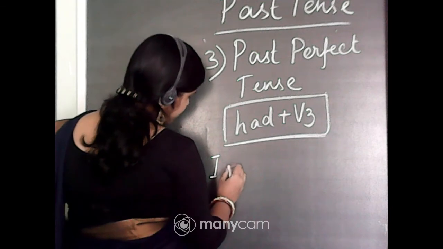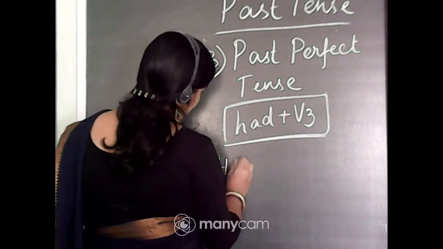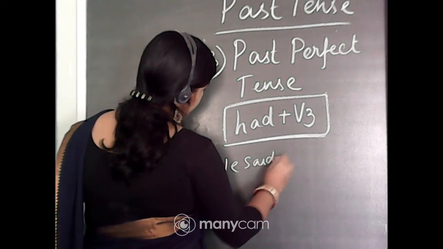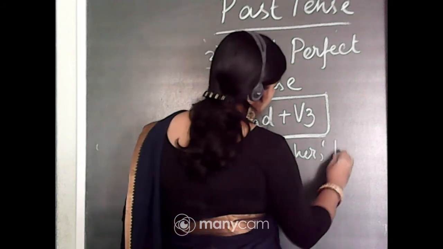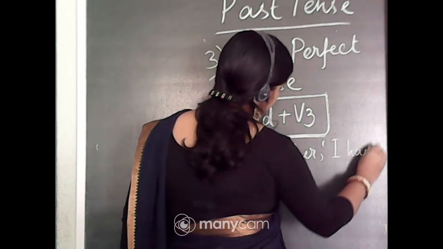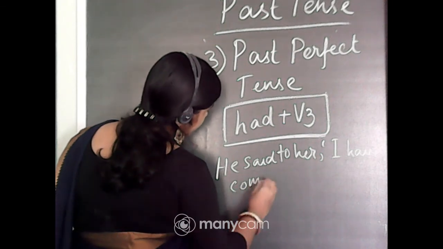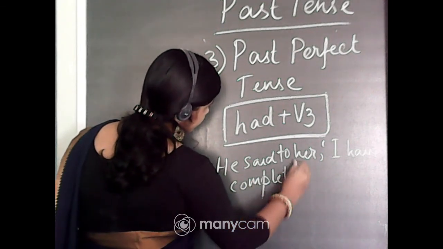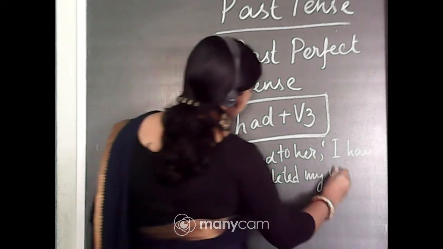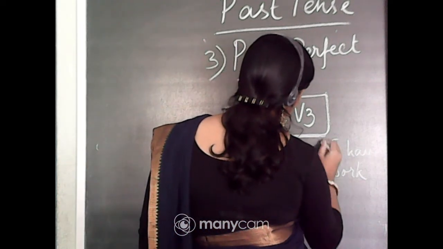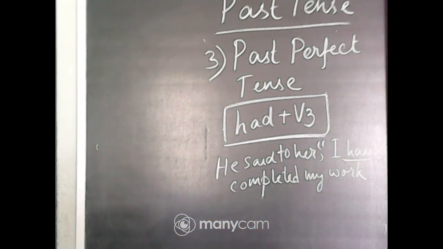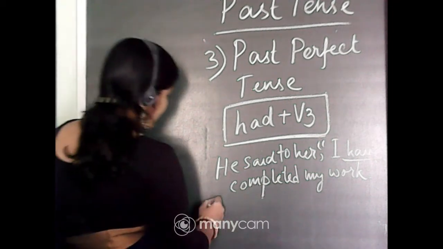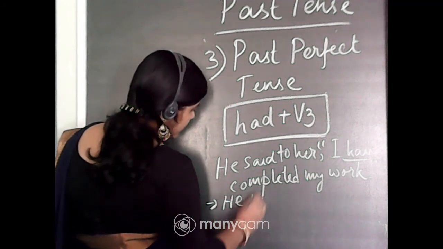Now remember students, whenever you are doing direct indirect speech, sometimes if in the direct speech present perfect is given, say he said to her, I have completed my work. If you change it into the indirect speech, obviously you will be changing have into had, and so we will get a past perfect tense. He said to her, I have completed my work will become he told her that he had completed his work.